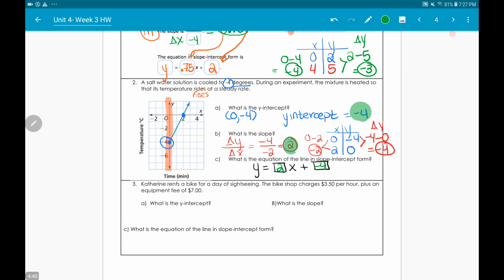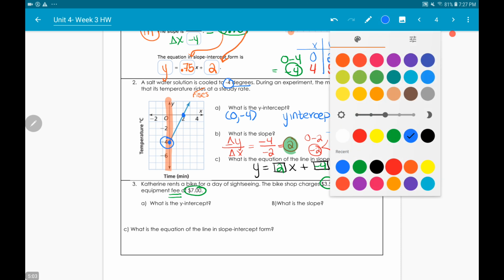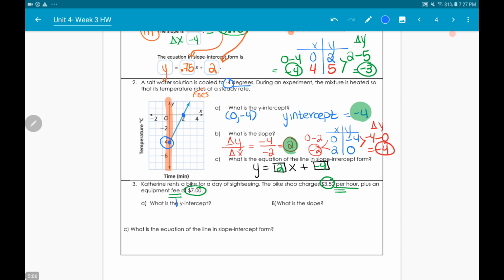Catherine rents a bike for a day of sightseeing. The bike shop charges $3.50 per hour. And remember what we said about that word per. Plus an equipment fee of $7. Remember what we said about that word fee and what that indicates. All right, so which one of those numbers is the y-intercept? The y-intercept is the one that goes with the fee. So that is the $7. And the slope is the one that goes with the per, and that is the $3.50.